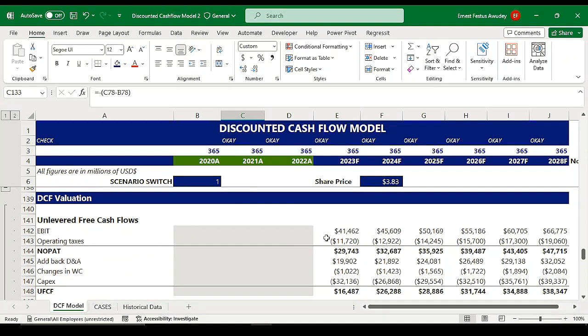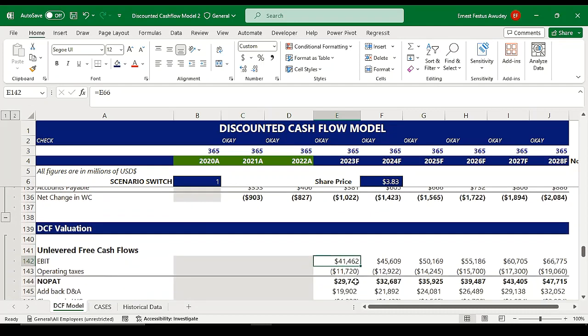Now, in the DCF valuation model, we calculate our unlevered free cash flow. This unlevered free cash flow means that it does not take into account our liabilities or interest payments. So we are talking about only our operating cash flows. And so this particular figure, as you can see here, is the EBIT, or the earnings before interest and tax.